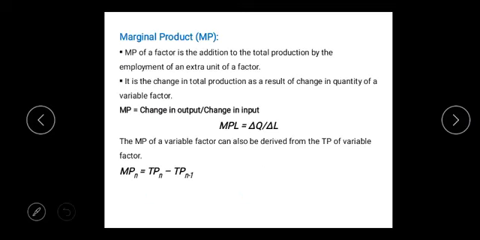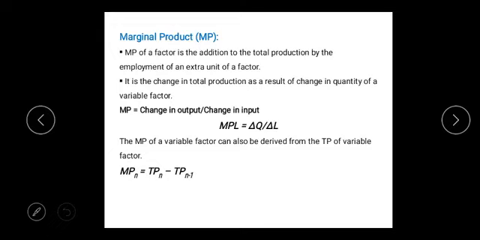Now coming to another important concept of product, which is marginal product. Students, marginal product of a factor of production is the addition to the total production by the employment of an extra unit of a factor. That is, it is the addition to total product resulting from the addition of one more unit of the factor. Or we can say that marginal product is the additional output produced as a result of employing an additional unit of the variable factor.